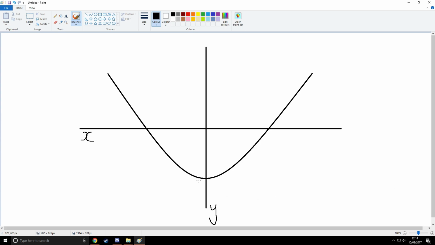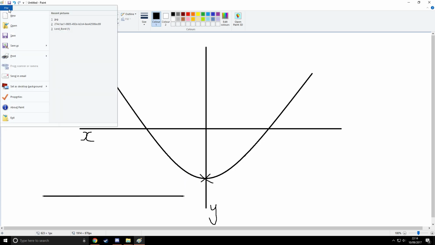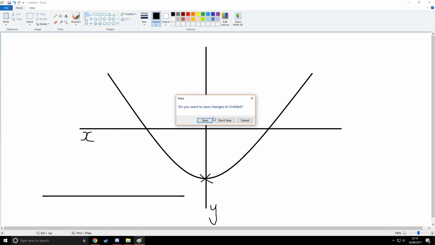First, let's cover what a stationary point is. A stationary point is where the gradient of a line equals 0. So that's a descending gradient, that's a positive gradient, but here at this point, we can see the gradient is essentially 0. This could also be represented by a flat line, as shown there. So let's get into it.